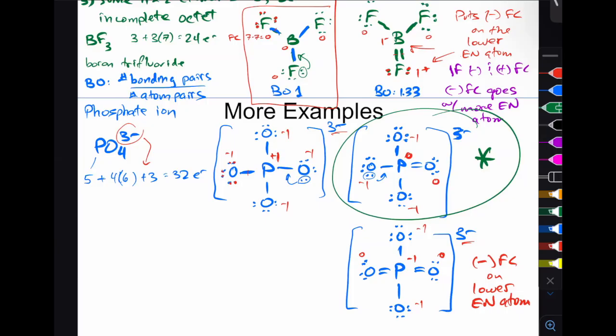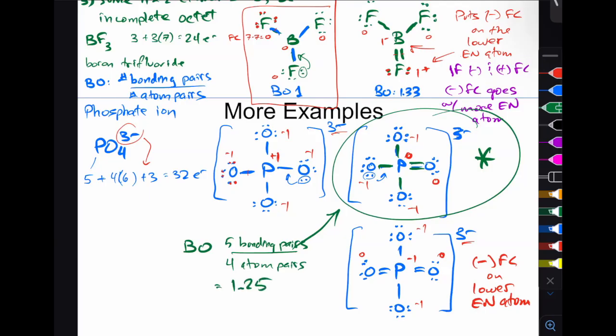So if we were to take this one step further, what would you expect to find experimentally? If we measured the bond order of this, what would we expect to find? How many bonding pairs are there? There's 1, 2, 3, 4, 5 bonding pairs. And those bonding pairs are distributed across how many atom pairs? 4 atom pairs. So the bond order is 1.25. And that matches what we find experimentally.